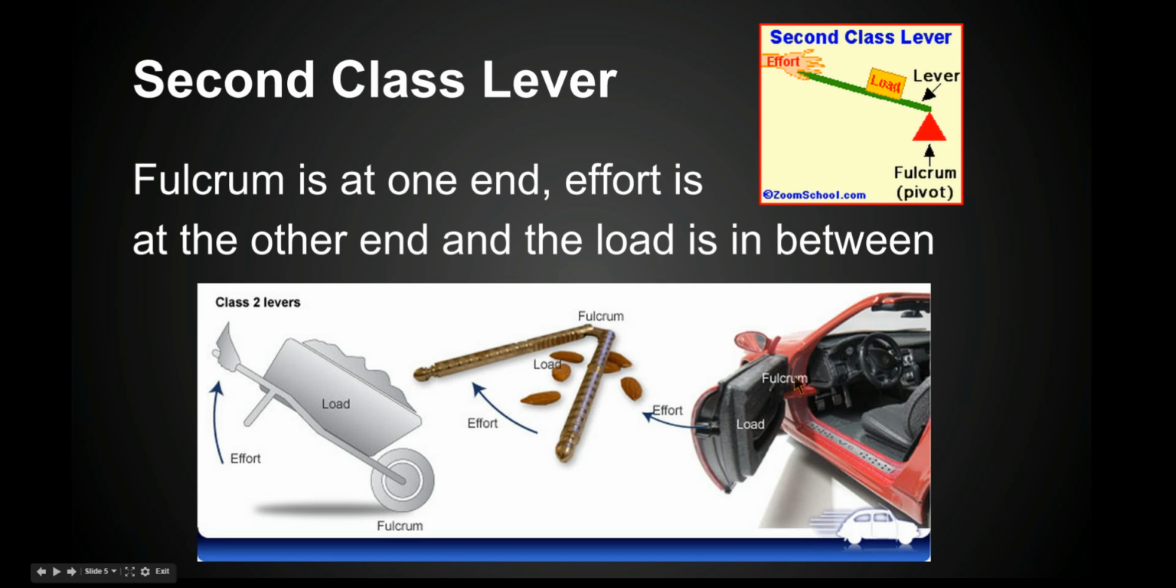Another great one is a door, of a car door, or any door. The fulcrum is the hinges, the load itself is the door, and the effort's pulling it open or shutting it.